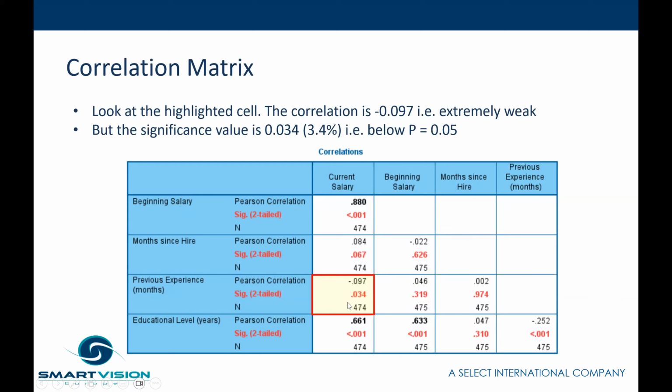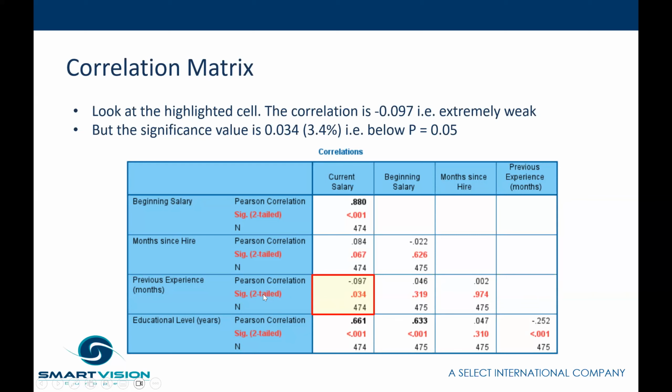Whereas here, we have a really, really weak correlation. It's quite close to 0, minus 0.097. But it's not so close to 0 that it becomes non-significant, what we call statistically insignificant, because of that sig two-tailed value there, meaning that it doesn't care if it's a negative.